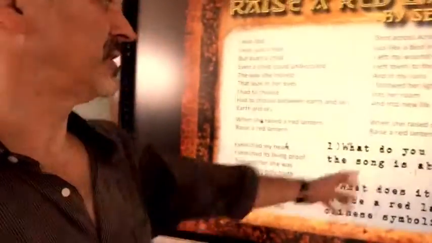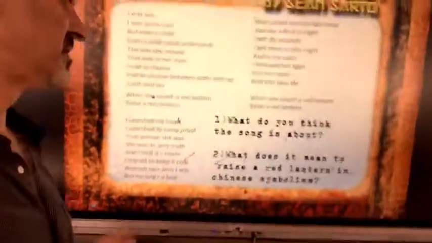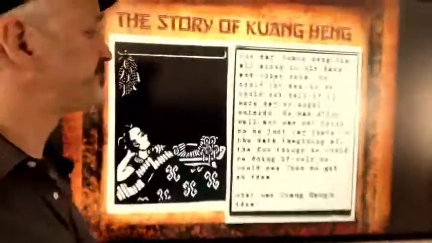So I do the song, hand out lyric sheets, a couple questions. What do you think the song is about? What does it mean to raise a red lantern in Chinese symbolism? And actually, I think it means, back then it meant you were available. It was a thing that concubines did to indicate they were available.